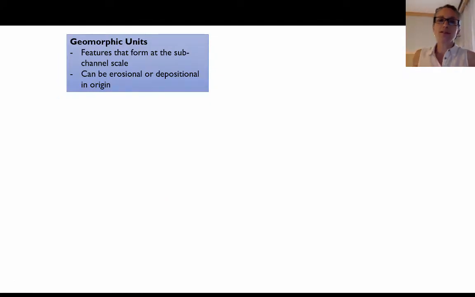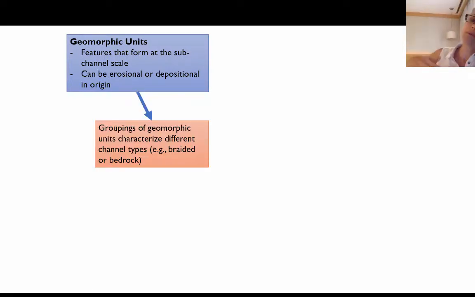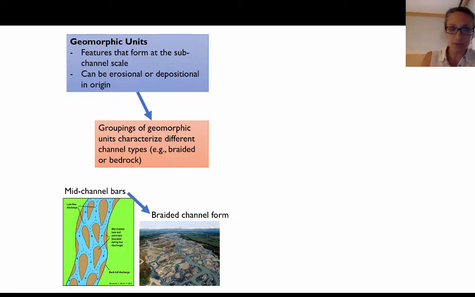All right, so what are these things that we call geomorphic units? These are features in the channel that are smaller than the channel. So spatial scale is smaller, it is subchannel. They can be erosional or depositional features, and the groupings of these geomorphic units comprise different channel types. So that's what makes a braided river braided. So for example, mid-channel bars create what we call a braided channel form.